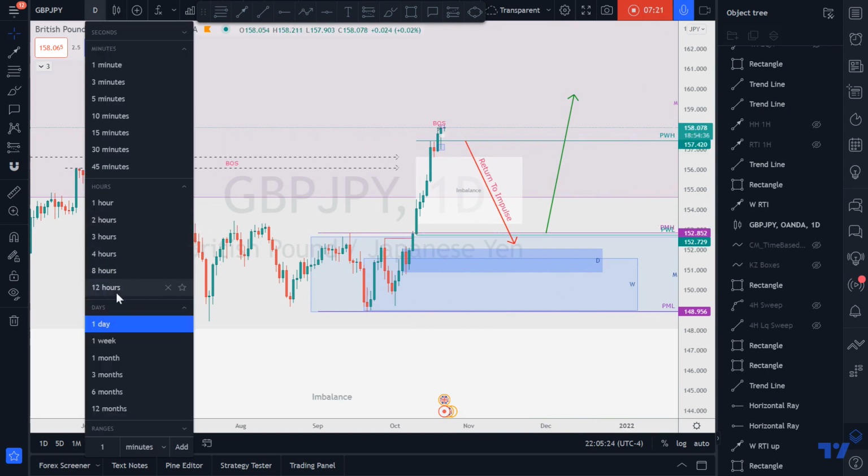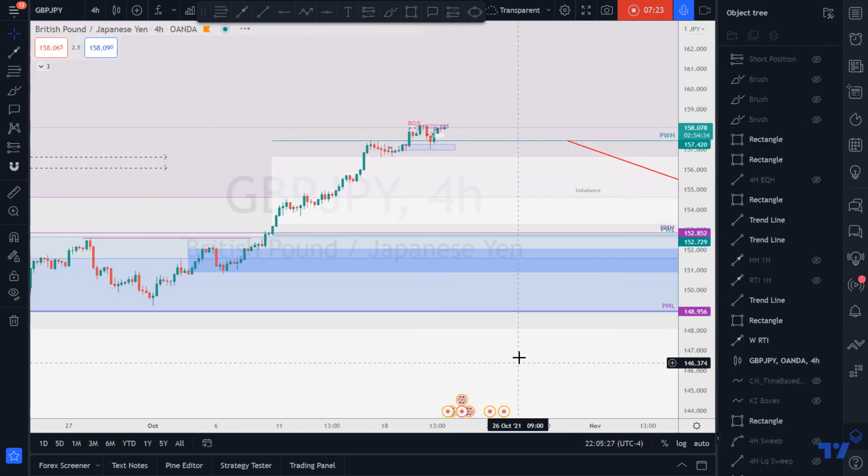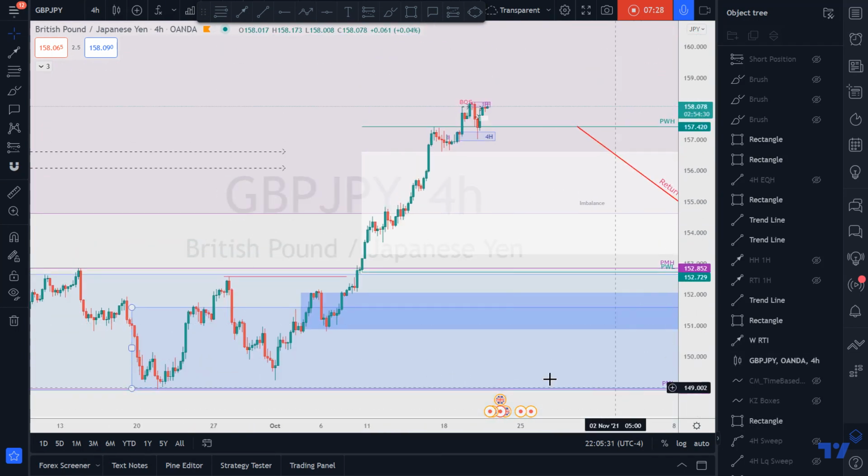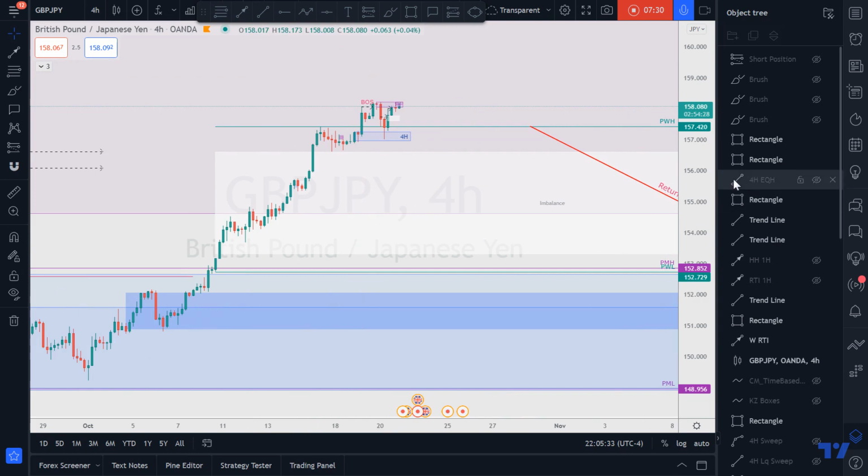Let's go to the 4 hour. On the 4 hour, it gets into a little bit more detail, and I want you to see those details. Let's see.